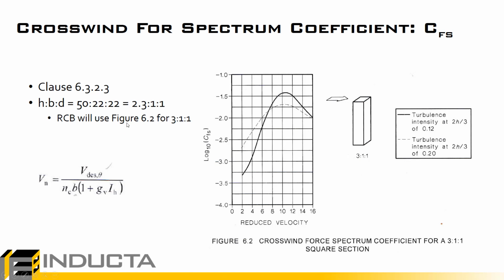So basically figure 6.2 for a height to breadth to depth ratio of 3 to 1 to 1. This is all done automatically within the software. The software will read the height of our structure, get the breadth and the depth based on what we've modeled, the average breadth and depth of the entire structure, and then determine which table to use. So all done automatically in RCB, and what the wind code is doing is basically converting this complex fluid dynamics into relatively simple tables for some standard shapes.